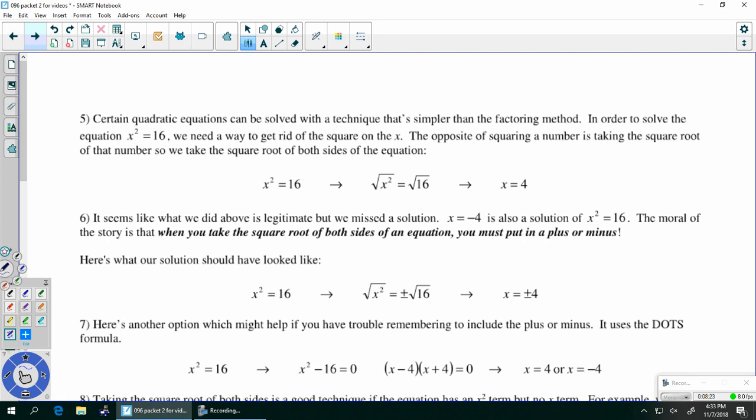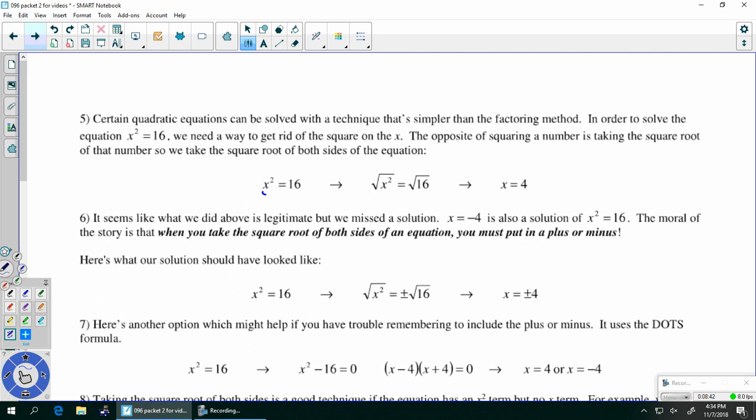So starting with x squared equals 16, take the square root of both sides of the equation. Square root of x squared, that's just x. Square root of 16 is plain old 4, so x equals 4 is our answer. And that makes sense, right? If you do 4 squared, you get 16. That's great. Are there any other answers?